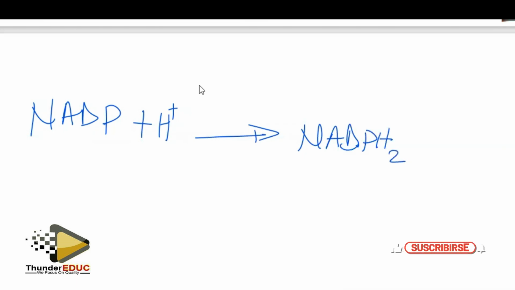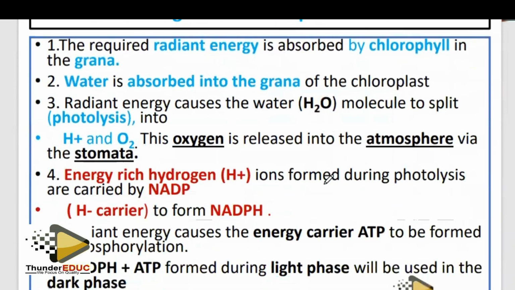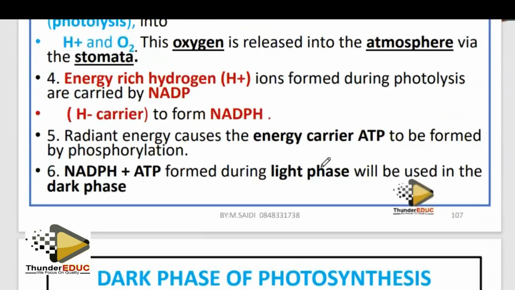Yes, you can even go to H2. Yes, NADH. So that's what happens. Now this will move to the dark phase. This is NADP, so it carries this hydrogen ion and then it goes to the dark phase. It does not stop there. Also, some ATP is being produced. This ATP is then taken to the light independent phase. Yes. So this is what I'm trying to talk about.